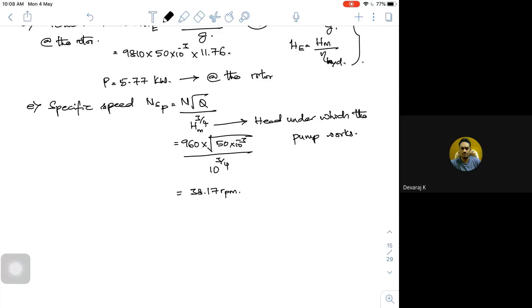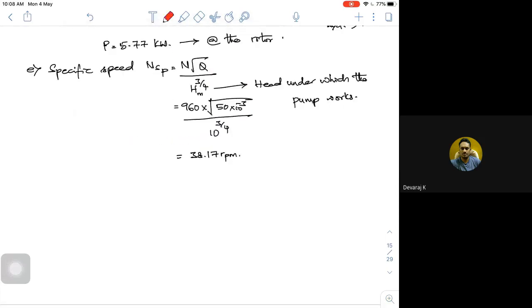So there is an extra thing. Sometimes they may ask, what is the power supplied to the fluid? See, power available at the fluid. What is the power available at the fluid? If that is the case, then I have to use power for the fluid is equal to either rho Q into HM by G or omega Q into HM.